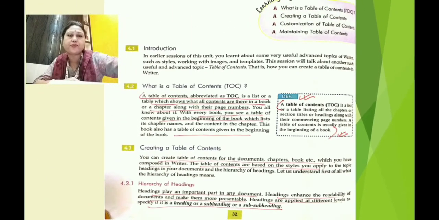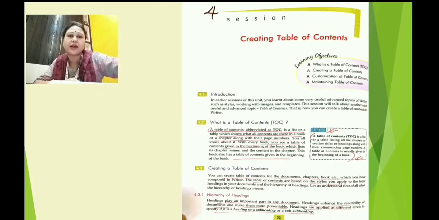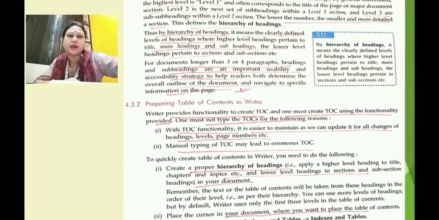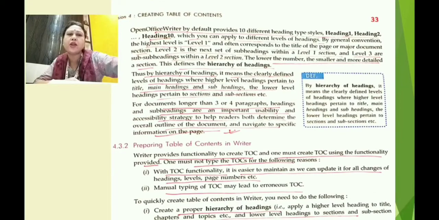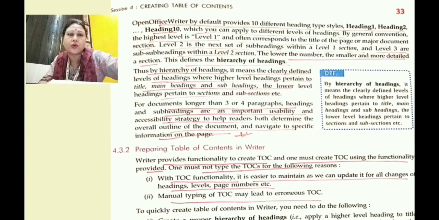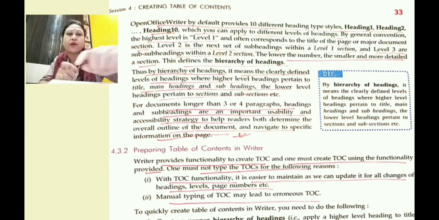So let us know here what is the importance of having a subheading or the hierarchy of headings. As you can see over here, in OpenOffice Writer which we are using, by default it provides 10 different heading type styles. The first one is heading 1, then we have heading 2, and accordingly heading 3, 4, 5, 6, 7, 8, 9 and 10. So it has 10 headings, which can be applied to different levels of headings.